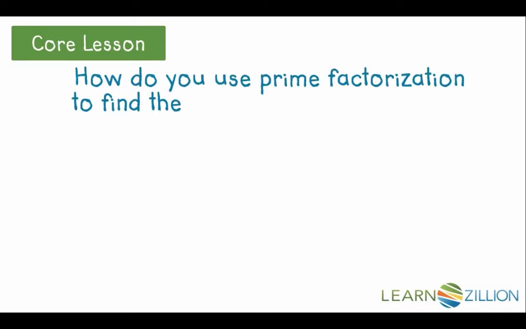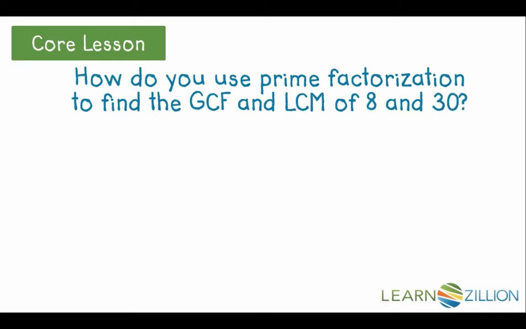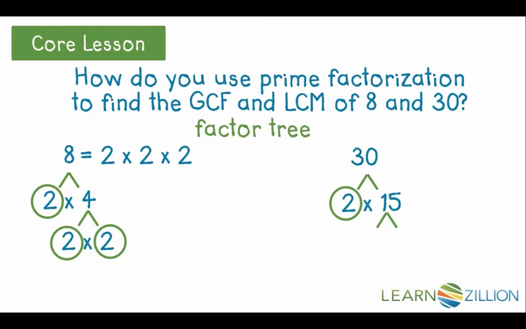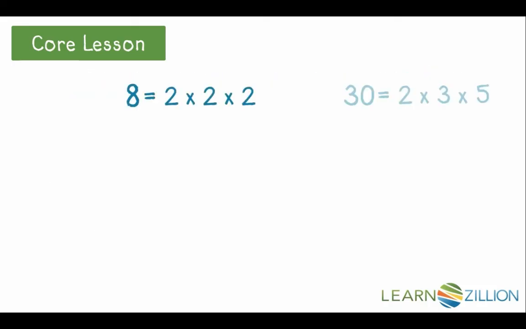Alright, so how do we find the GCF and LCM of 8 and 30 using prime factors? We're going to rely on our factor tree. I'm going to find the prime factors of 8. I know that 8 can be broken down into 2 times 4. 2 is prime, and 4 is broken down into 2 times 2. So the prime factors of 8 are 2 times 2 times 2. Now 30, when I break it down, I get 2 times 15, and I can break 15 down into 3 times 5. So the prime factors of 30 are 2 times 3 times 5.